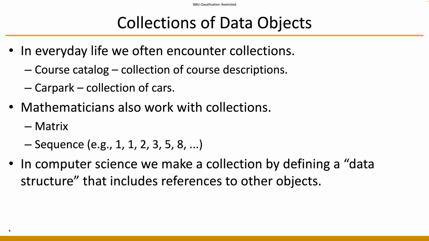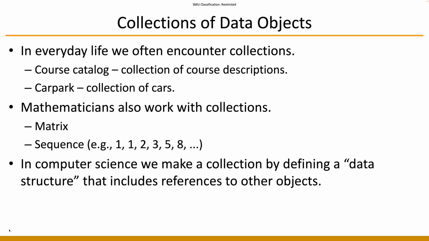And a collection of data objects essentially is our major purpose when we have these data structures. So if you look at anything that's around us, essentially they can be viewed as a collection of certain items. You can have a course catalog that is a collection of all the courses with all the detailed information, description, prerequisite, and expectation, and so on and so forth. And then you have a car park that's essentially a collection of cars.